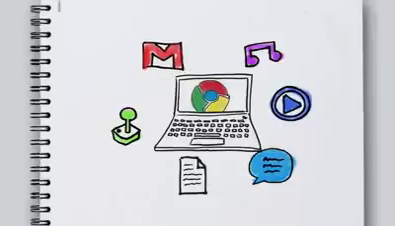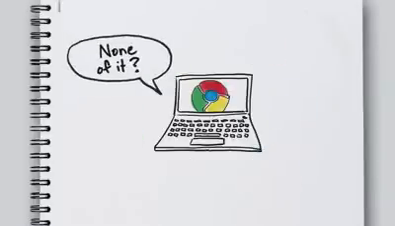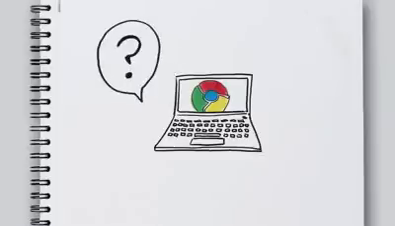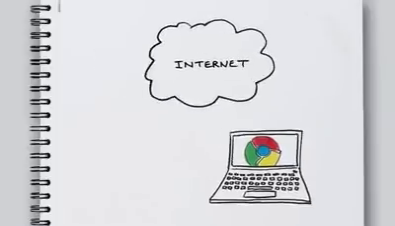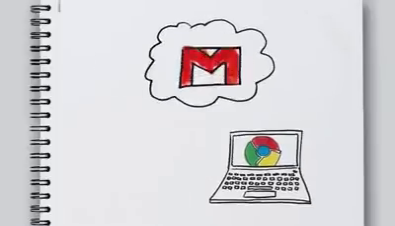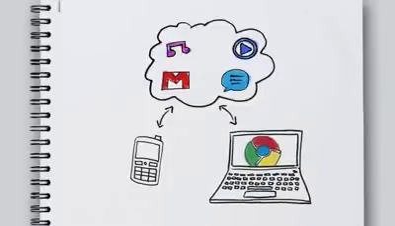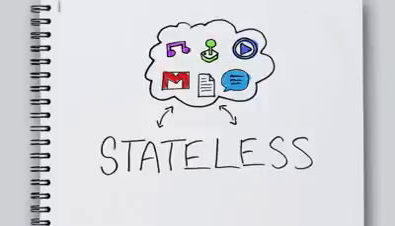None of this is stored on your computer. What? None of it, you ask? Yeah, none of it. Really nothing? Yeah, nothing is stored on your computer. Well, where is it? It's on the internet. You know, like when you access your emails from your computer and your phone, the email isn't stored on either device. So if everything's stored on the internet, then your phone, your computer, all of these devices are what people call stateless. Which is kind of a big word, so maybe just remember this.